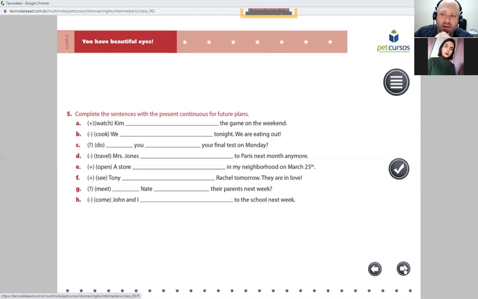Any questions, Natalie? No. No? Ok. Então só para lembrar aqui, ó, né? Tem esse anymore. Que é o mais negativo, né? Mrs. Jones isn't traveling to Paris next month anymore. Quer dizer, ela não vai viajar mais. Né? É o mais negativo. Que não vai acontecer mais. Very good.